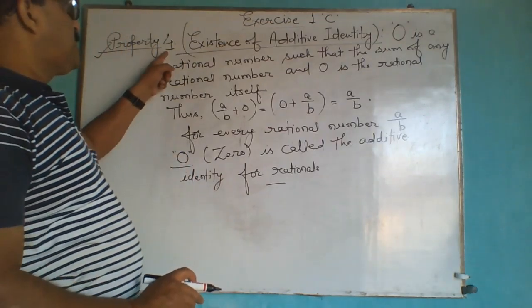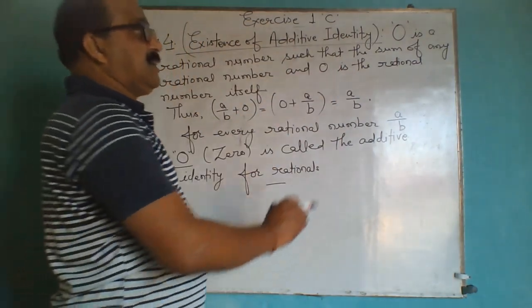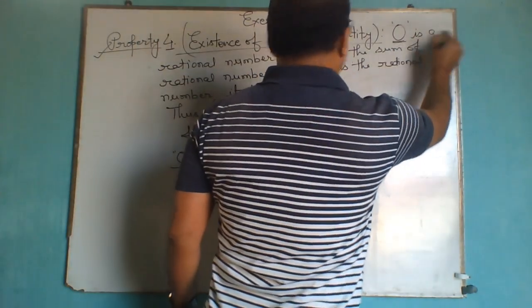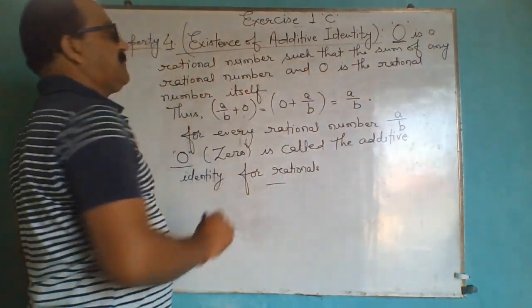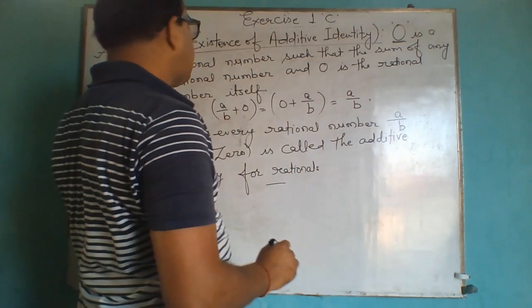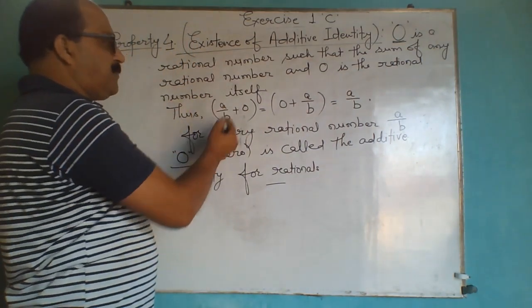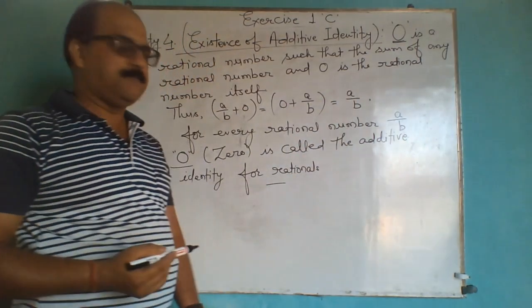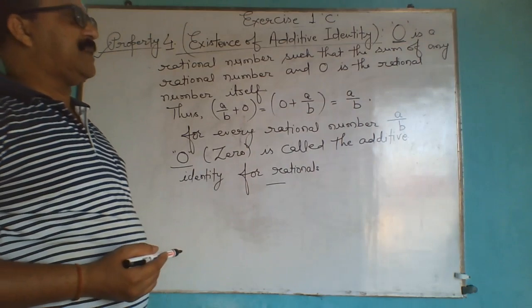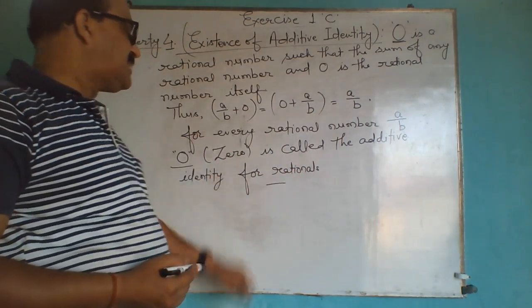Property number 4, existence of additive identity. Here, 0 is a rational number such that the sum of any rational number and 0 is the rational number itself. Thus, a by b plus 0 is equal to 0 plus a by b is equal to a by b. For every rational number a by b, 0 is called the additive identity for rational numbers.